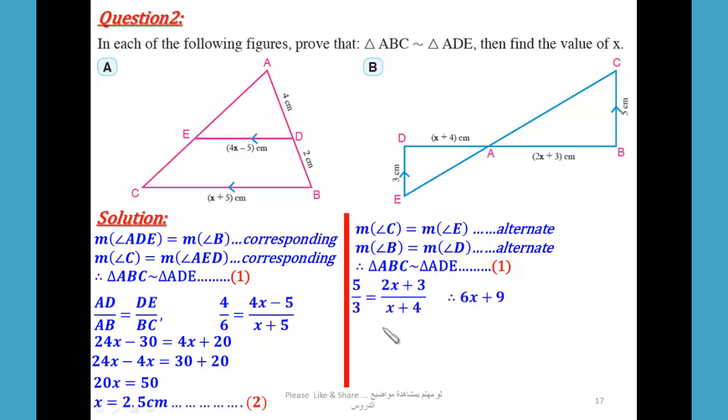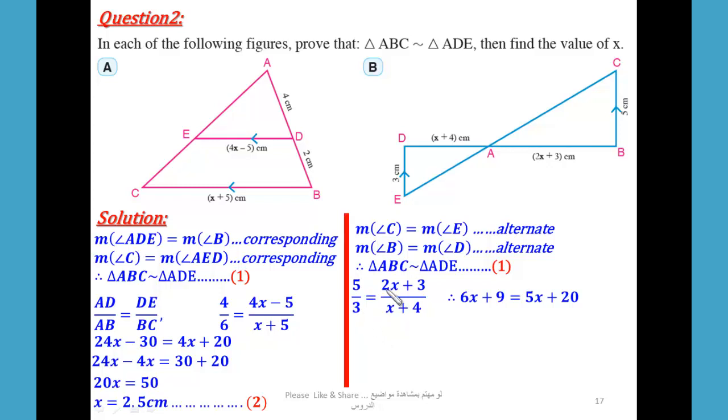And then we write 5 over DE. It is the length of these two sides, BC and DE, are the two corresponding sides. So the length of BC over the length of DE equals the length of BA over the length of AD as a result of similarity. And make the cross multiplication.